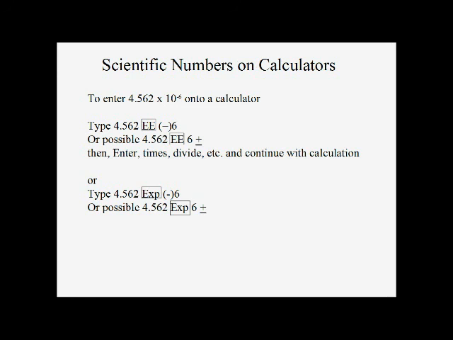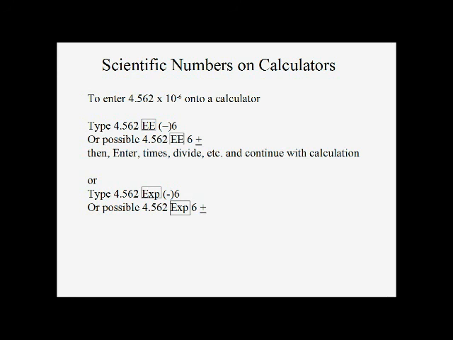So to type a scientific number into a calculator, we do not want to type 4.562 times 10 to the power negative 6. That will give us the wrong answer half the time because of how the calculator is designed to handle these mathematical operations. If we were to type it that way and we want the calculator to give us the right answer, we would have to put a parenthesis around the whole number all the time.